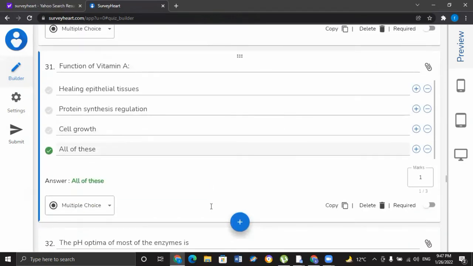And the function of vitamin A, retinol. The function of vitamin A involves a lot of functions. It is antioxidant in nature. It is responsible for formation of new cells, or cell growth, and it is also essential for cell differentiation in epithelial tissue and mucus secretion formation, and it is also responsible for protein synthesis regulation. So all of these are correct, option D for MCQ number 31.